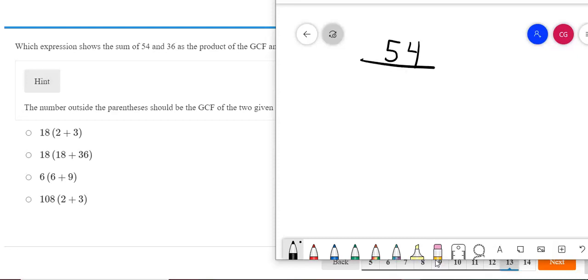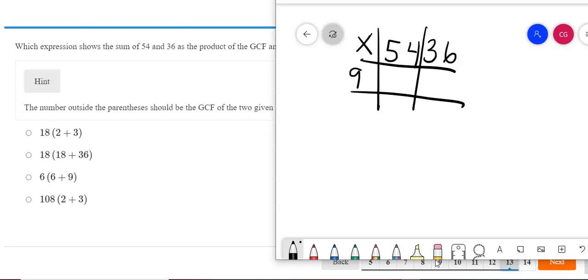So we have 54 and 36. Hopefully yours looks a little nicer than mine. Okay, a number that can go into both of these is 9. 9 times 6 is 54, and 9 times 4 is 36. I can see that with the 6 and the 4, I can still bring out a 2, because 2 times 3 is 6, and 2 times 2 is 4. 3 and the 2, nothing. So I'm going to circle my 9 and my 2 and multiply them together. 9 times 2 is 18.